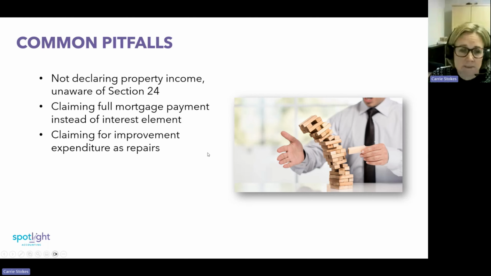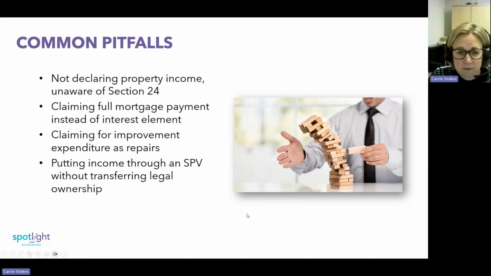Claiming for improvement expenditure as repairs. For example, in the example that I used before, if you extend a property and put an improved kitchen in, that is not a repair, that's an improvement, so that shouldn't be going on your tax return as an expense.